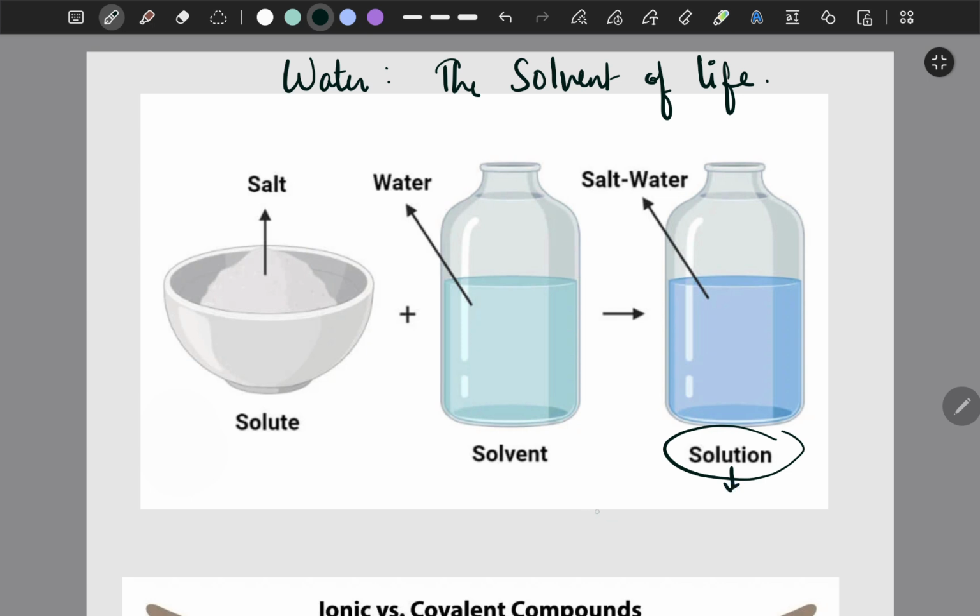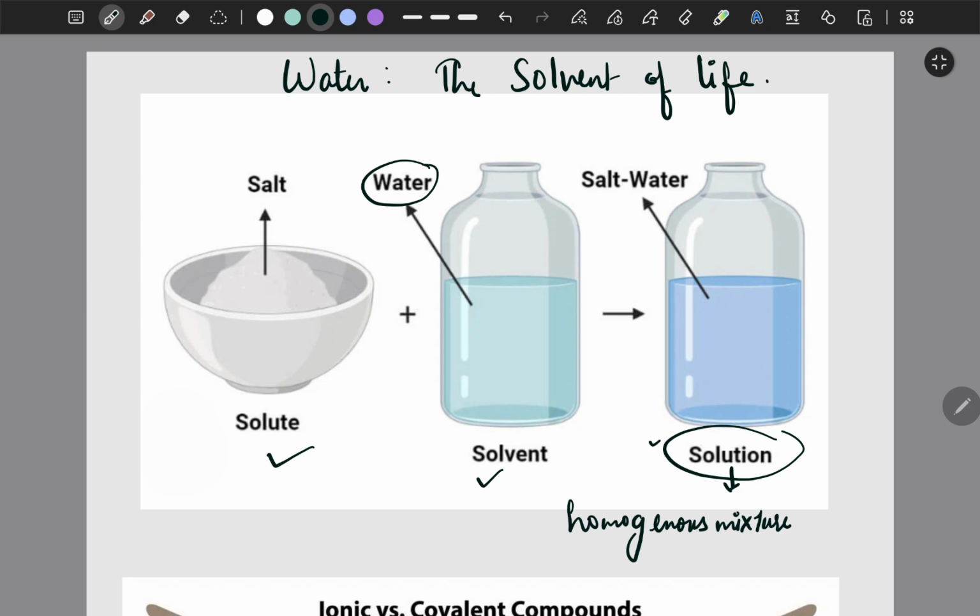So a solution is a completely homogeneous mixture of two or more substances. The substance that gets dissolved is called the solute, and the dissolving agent is the solvent. So if I say here water is the solvent, clear? Then the solution here is an aqueous solution.